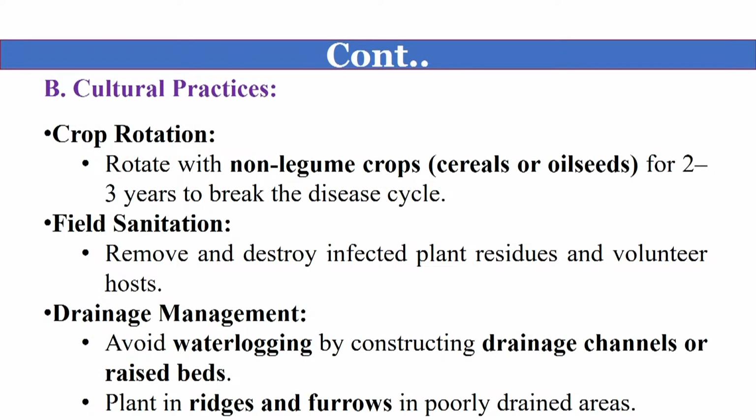And cultural practices, as I have told you, like crop rotation, with the help of non-leguminous crops like cereals and other seed crops for 2 to 3 years to break the disease cycle. And field sanitation: you have to remove and destroy the infected plant residues and volunteer hosts. And drainage management to avoid waterlogging conditions in the field, and plant in ridges and furrows in a properly drained area. The ridge and furrow method is better for managing waterlogging.